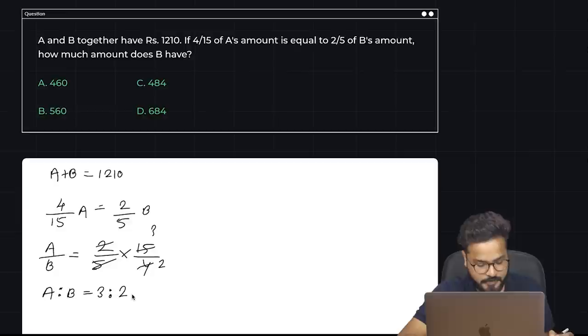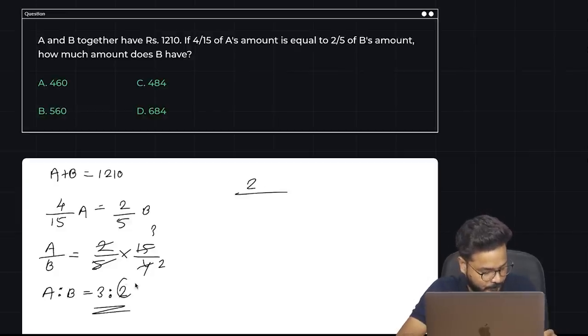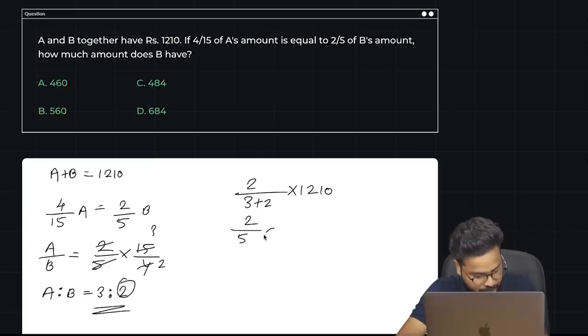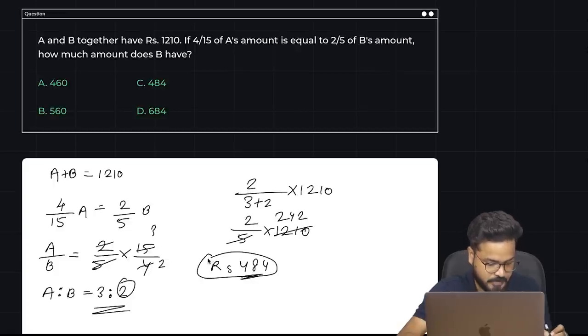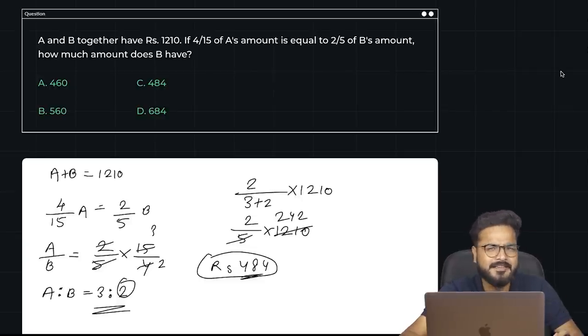How much amount does B have? So what is B's share out of it, guys? 2 upon the total, 3 plus 2, into 1210. That is 2 by 5 into 1210, which is 484 rupees. That is the answer, which is option number C. Option number C is the correct answer. This was a very easy question, guys, right?